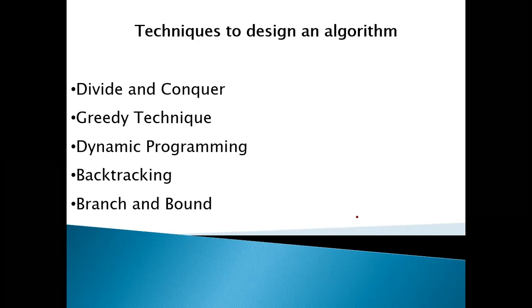In the same way, the second technique is the greedy technique. Here the problems are solved without any division technique, and it gives an optimum output. Next one, dynamic programming. It also gives an optimum output, but the problem is solved in stages. The previous stage output is taken as input to the next stage. In the same way, backtracking is another technique. Last one is the branch and bound technique. All these five techniques we will learn in the upcoming units.